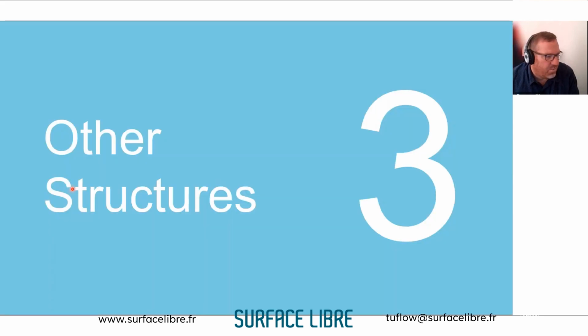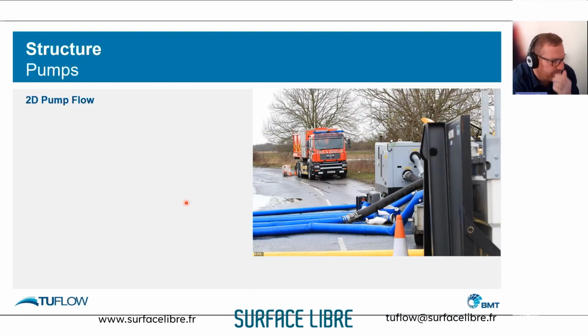That's weirs. We'll now move on to other structures. So there's a couple here. I won't dwell on any of them in any real detail, but I will go through them. So the first is pumps. We can deal with these either as 2D components or 1D components. So if that pump's pumping at a constant flow, then that can just be quite simply added as a QT boundary with a negative flow.